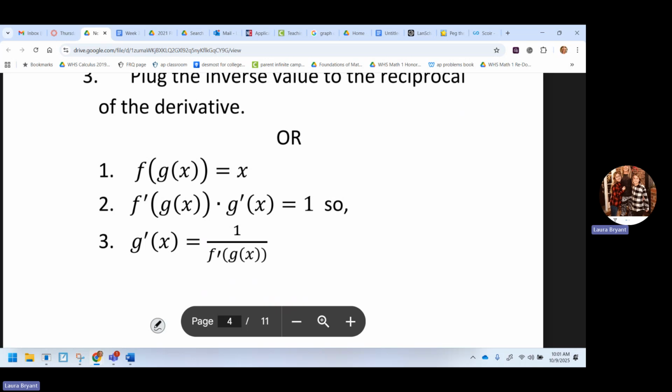And then this is another way that you could work on remembering the formula, if it helps: think of F inverse as a G of X, because some of our problems will write it as a G of X. We'll go through that.